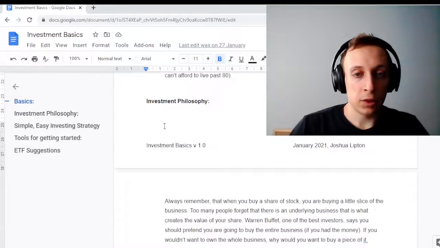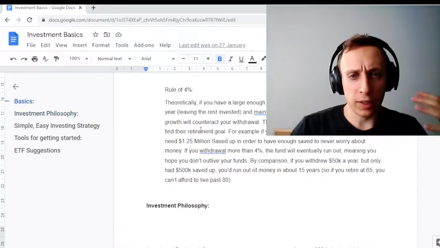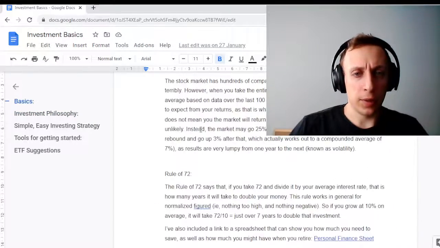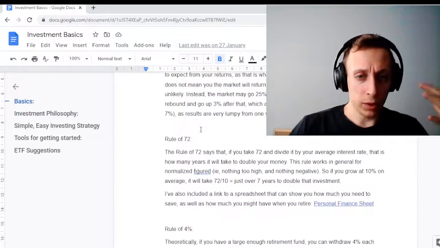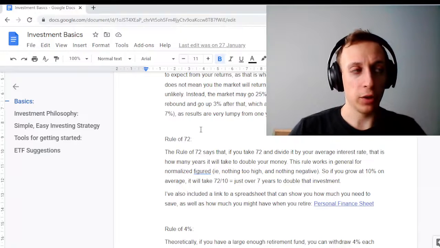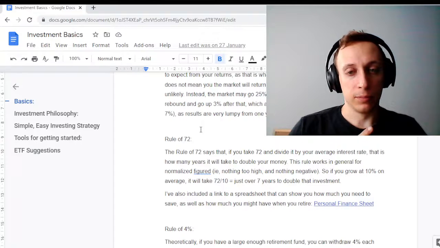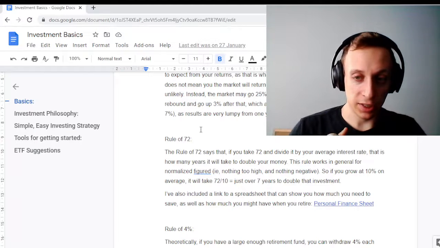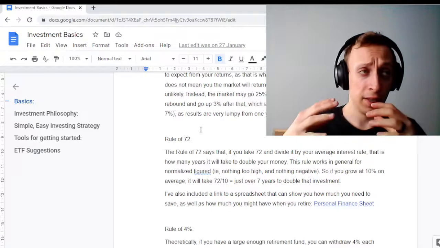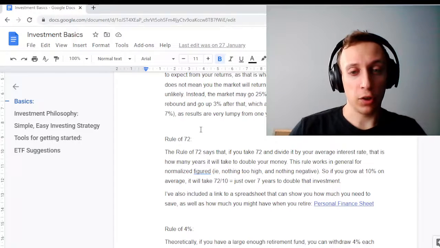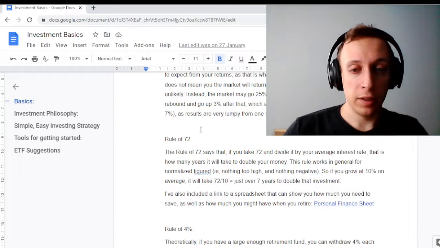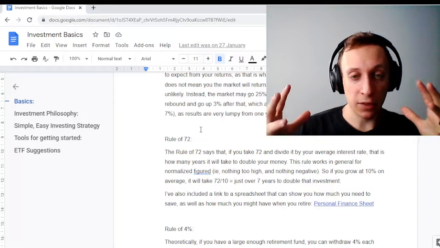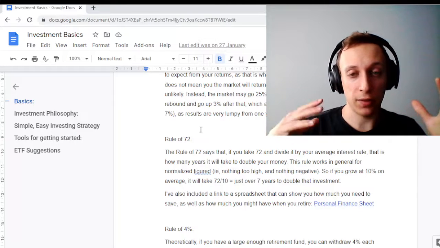What's the rule of 72? When you're trying to look at an investment, I always use this thing called the rule of 72. It's how long it takes to double your money. You take the number 72 and divide it by the interest rate you're going to make. So if you think you're going to make 7% a year, it's going to take about 10 years, because 72 divided by 7 is about 10.